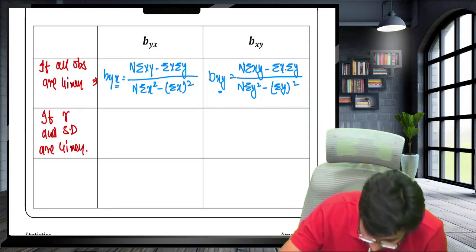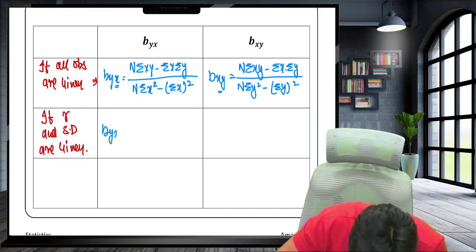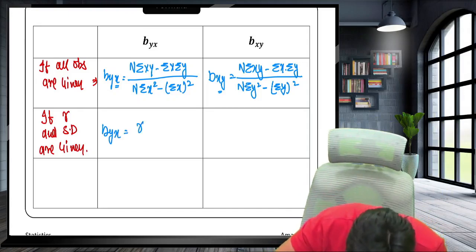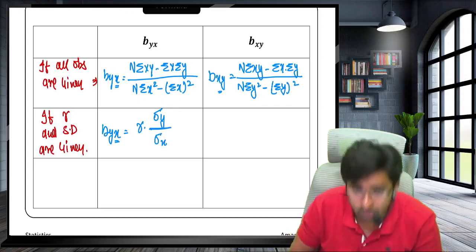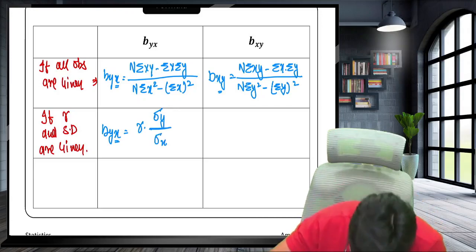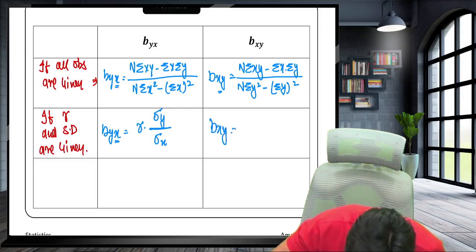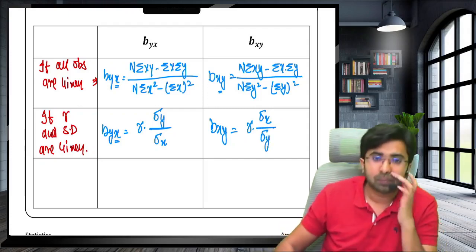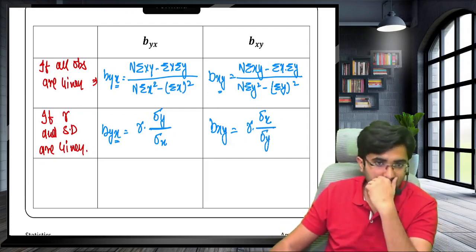Yes, again there is one formula. b y on x is equal to r times the standard deviation of y in the numerator, and in the denominator there will be the standard deviation of x. And what will be x on y, guys? r times standard deviation of x divided by standard deviation of y.